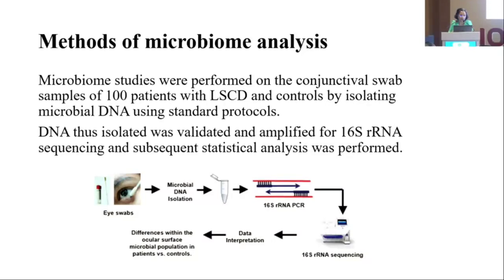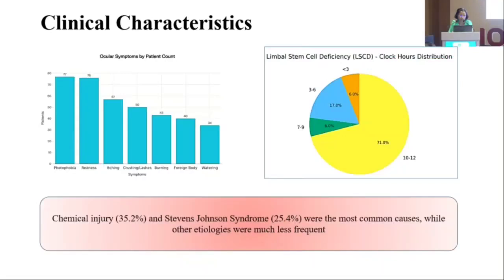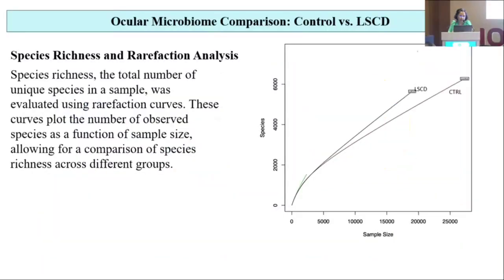16S ribosomal RNA PCR was done, and then these were sequenced to understand the microbial population by bioinformatic analysis. The study was conducted because it's a novel topic. The patient profile was usually patients of chemical injury or Stevens-Johnson syndrome, and when we compared the rarefaction analysis, which gives us the Shannon and the Simpson index, basically it gives us the richness, the amount of bacterial load in the conjunctival flora, and the diversity.